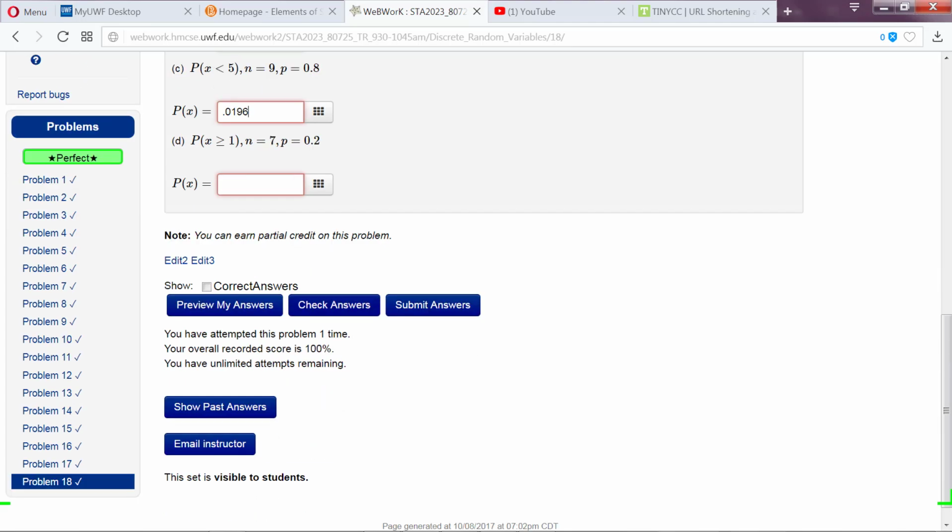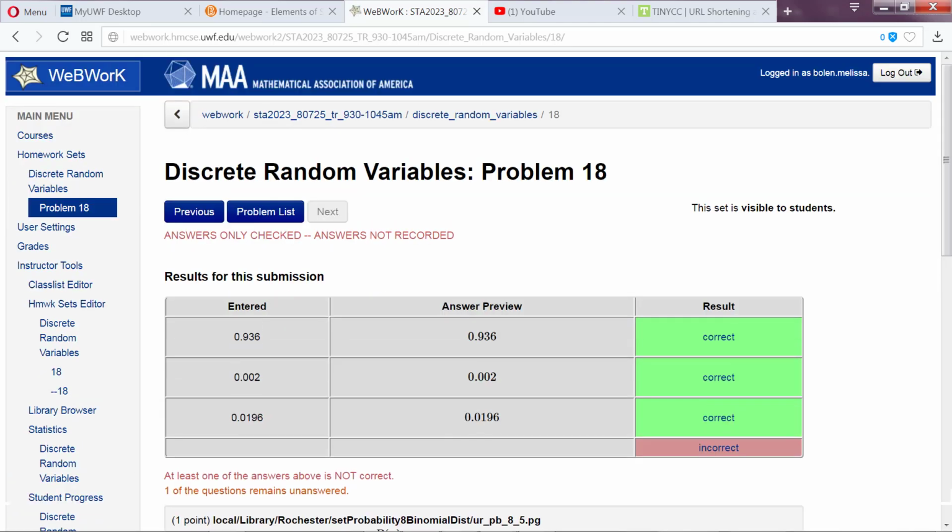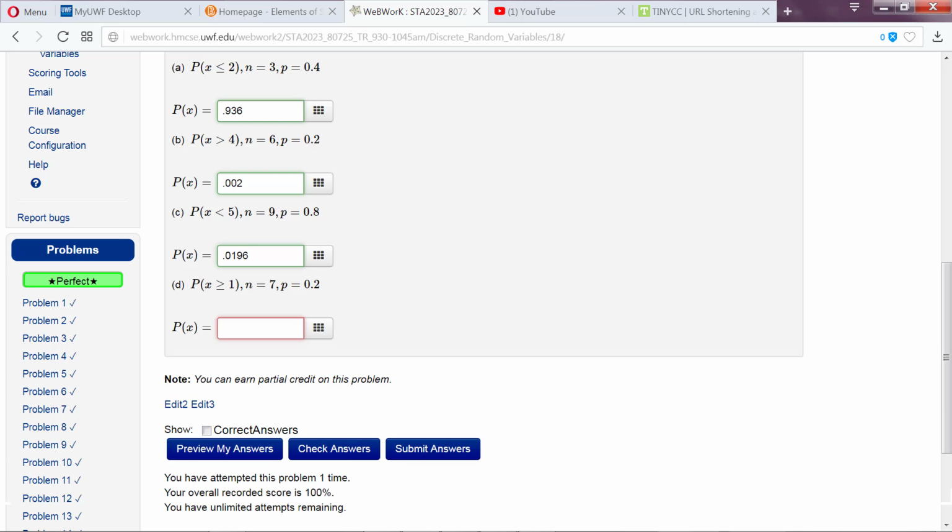And then the last one is we have the probability that x is greater than or equal to 1, where n is equal to 7, and the probability is equal to 0.2. We can use the tables, or we can use the binomial formula. Let's go ahead and use the tables on this one.